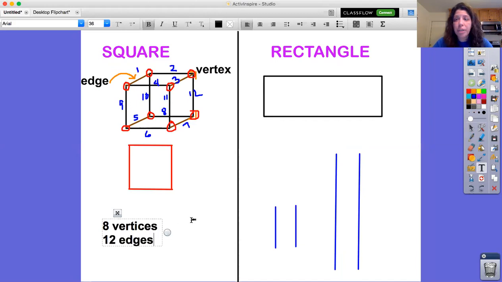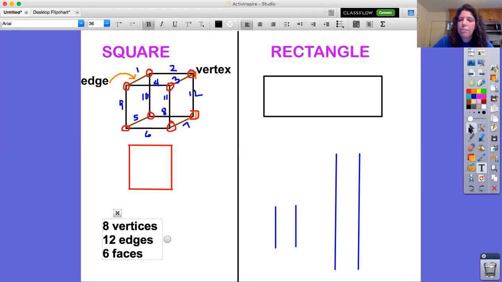And if you have a board game at home or any type of dice, you know that a cube has 6 faces. Or in other words, 6 flat square faces make up a cube. So 6 faces. Now let's take a look at our rectangle.